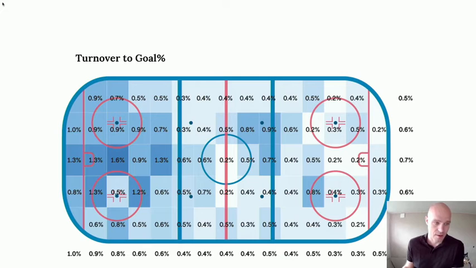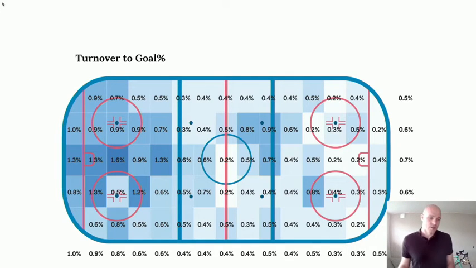But if we look just at the x-axis, we can see that behind the goal is actually more dangerous than in front of the goal. And I would say that it has a lot to do with the strategy in Sweden with the forecheck. It's a big strategy here, and it seems to pay off.